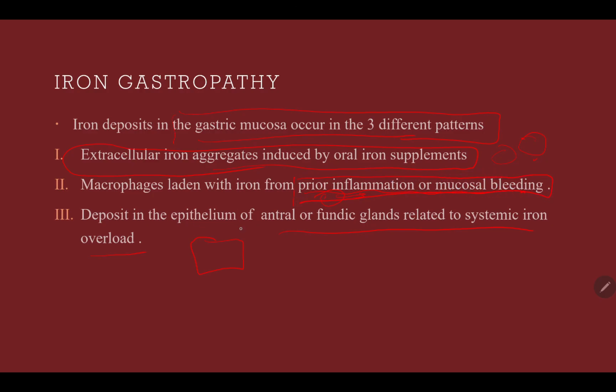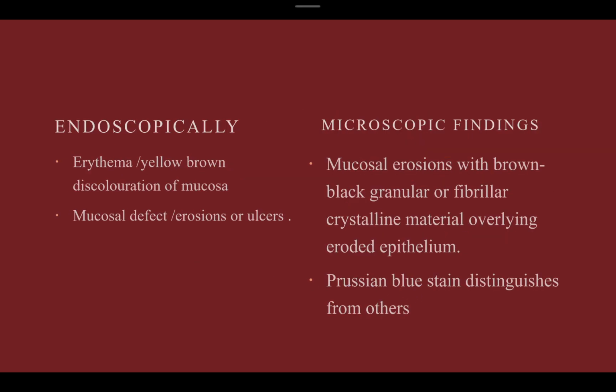Then the deposition of iron in the epithelium of the antral and fundic gland, if the iron is getting deposited, it is related to systemic iron overload. So if it is an extracellular deposit, oral iron supplement is causing this. Then macrophages are associated with prior inflammation or mucosal bleeding. Then if it is depositing in the epithelium of antral or fundic gland, it is related to systemic iron overload. So endoscopically we see yellow-brown discoloration of the mucosa; mucosal defects or erosions and ulcers can be seen.